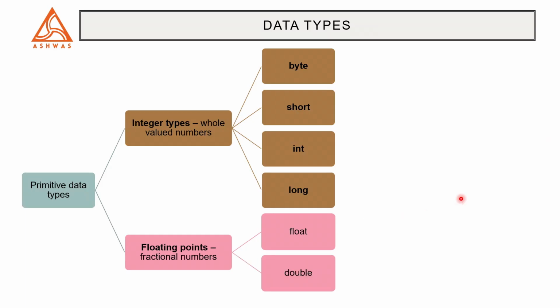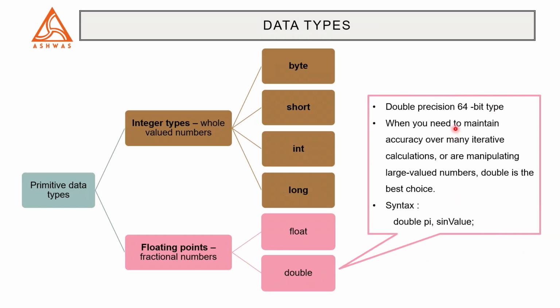The other alternative that you have for storing floating type numbers is the double data type. Now, double is a 64-bit type, and it will be used if you want to maintain a higher accuracy while storing your decimal values, or if you're manipulating large valued numbers. So maybe pi or sine value, something like that, where the precision matters, where you should consider storing it using the double data type. So basically, all these byte, short, int, long, float, double, they all cater towards numeric data.